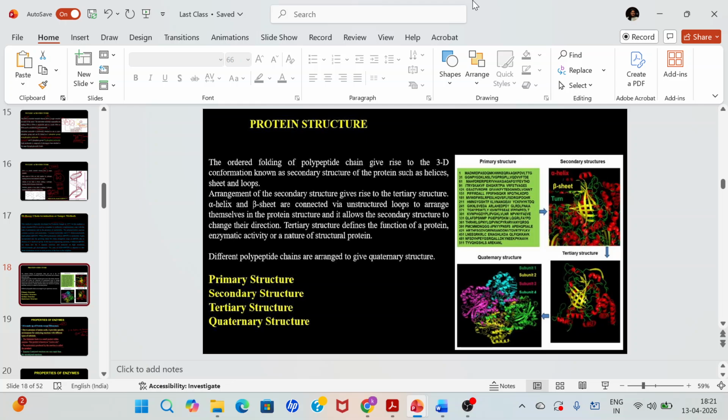Okay, different polypeptide chains are arranged to give the quaternary structure. So primary structure is basically the arrangement of amino acids. Secondary structure is the amino acids when folded to give the 2D structure. Then the tertiary structure is when different chains of the same protein come to interact. Sorry, the tertiary structure defines the function of the protein, and it is the quaternary structure in which different subunits come to get arranged to form the fully functional protein.